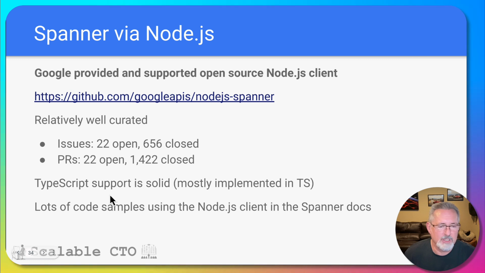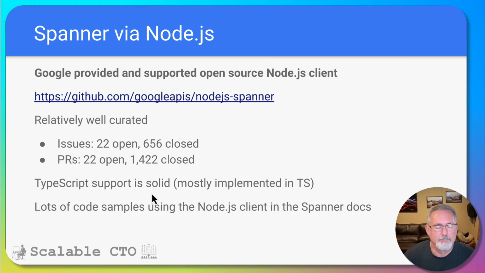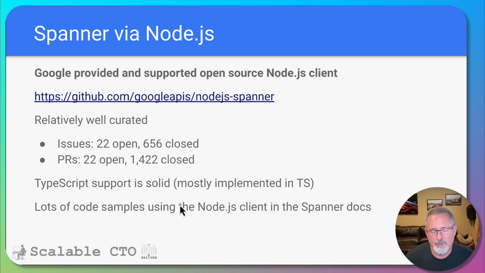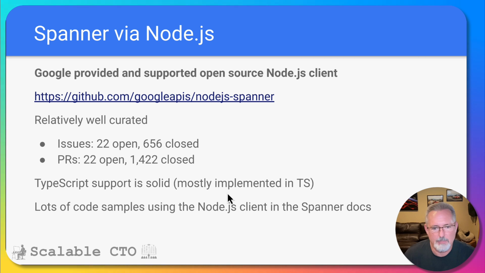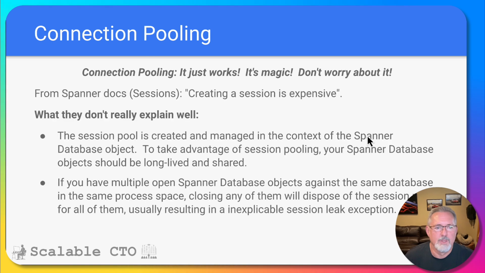The TypeScript support is pretty good. I'm a little bit of an oddball in that I use TypeScript. I'm not sure I'm happy with that decision, but I have too much TypeScript to turn around now. But the TypeScript support is pretty solid. Most of the implementation itself is in TypeScript. So when you're looking at the source code, which you will probably have to do periodically, it's in TypeScript. And there are lots of code samples of the Node.js client. Everywhere in the Spanner docs, there's a little multi-tab control, and you can click Node.js and you'll see samples, and it'll all be using that library. So it's pretty easy to translate that into the code you're working on.